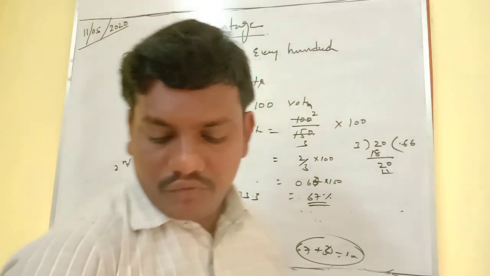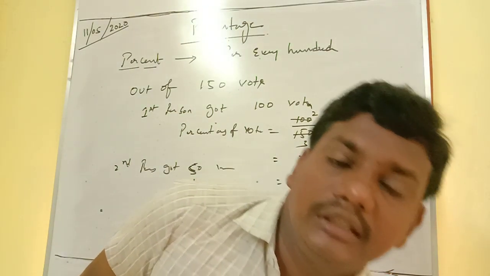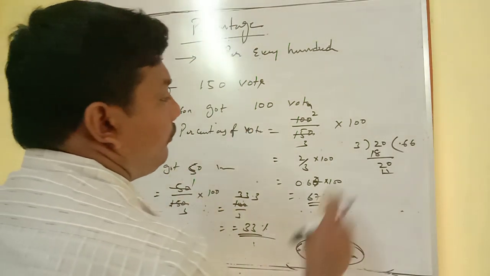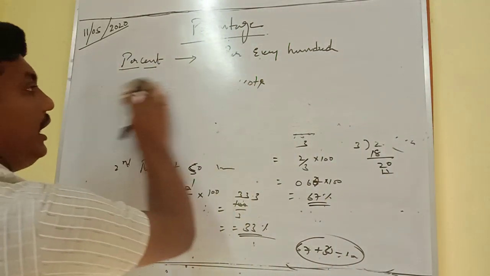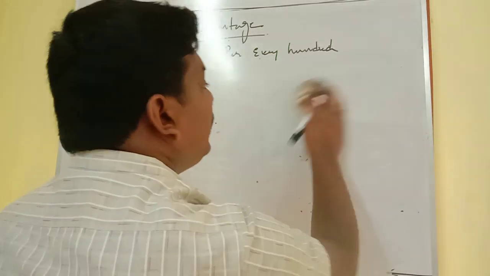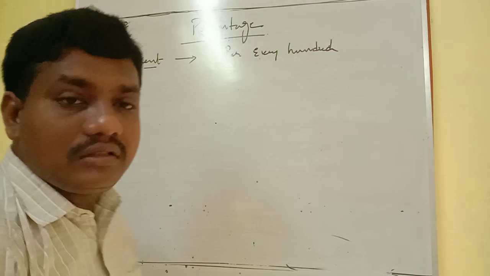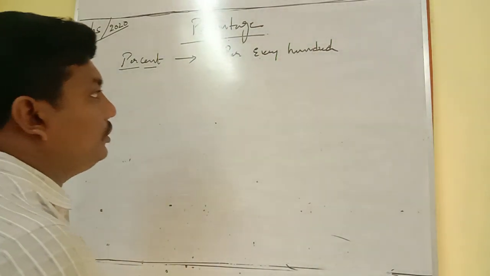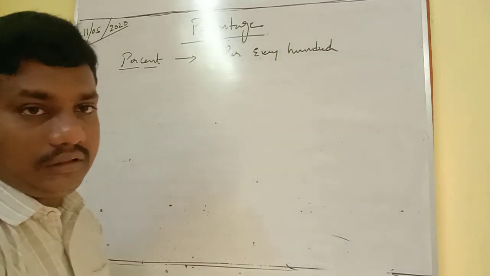So finally, percentage is nothing but per every 100. That means in the fraction, the denominator is always 100. Percent means the denominator must be 100. That is called percentage.